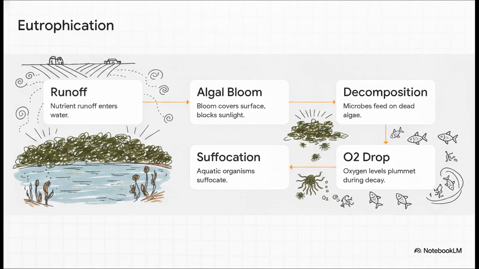Without sunlight, underwater plants start dying off. Step 3, those algae actually have a really short lifespan, so when they die, microbes swoop in to decompose them. But, and here is the absolute kicker, decomposition requires massive amounts of oxygen. So, step 4, oxygen levels totally plummet as the microbes breathe it all in. And finally, step 5, the fish suffocate.